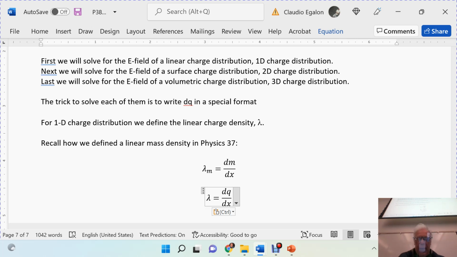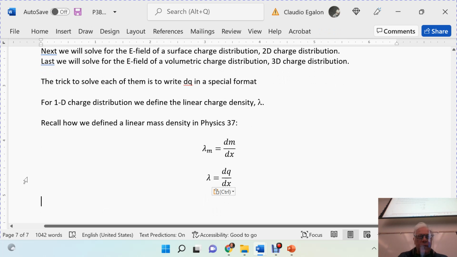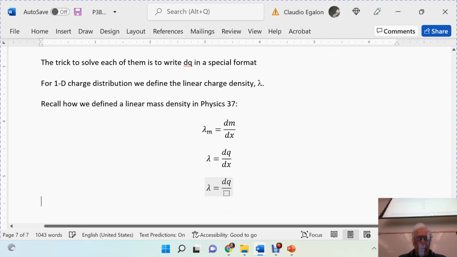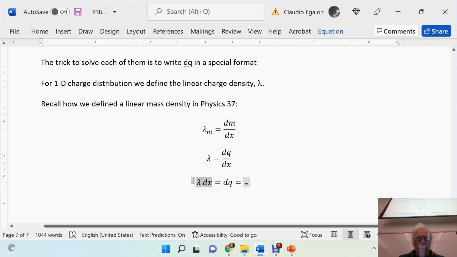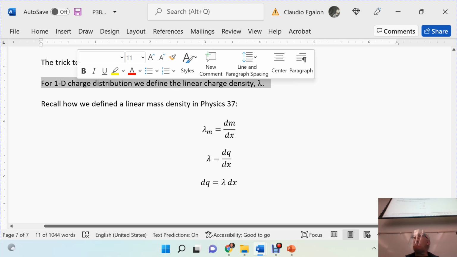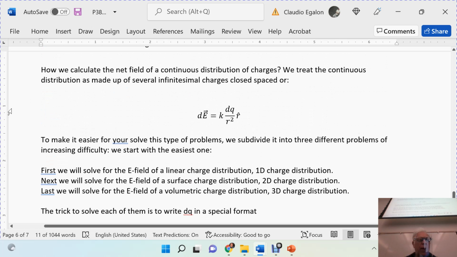Okay, so the next step should be what? The next step would be to write the dq in terms of lambda dx. Right, so here you go. Like that, right? Remember, we're doing the easiest of all problems out there: one-dimensional charge distribution. Substitute that right in here.